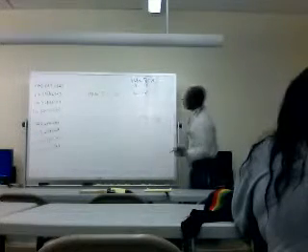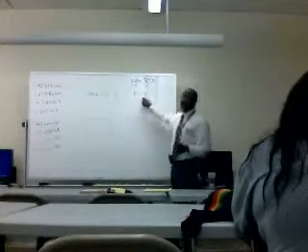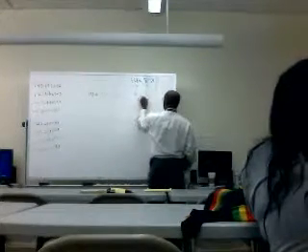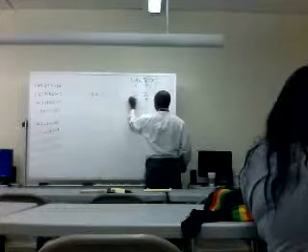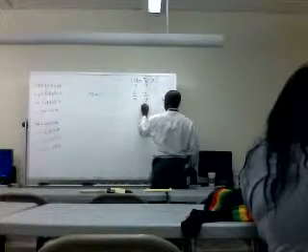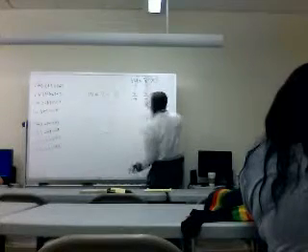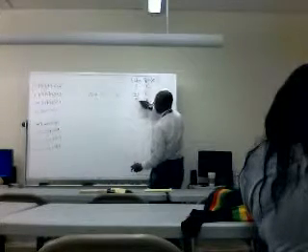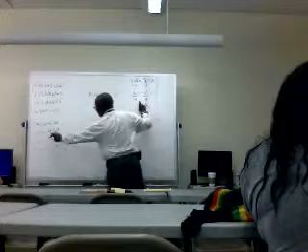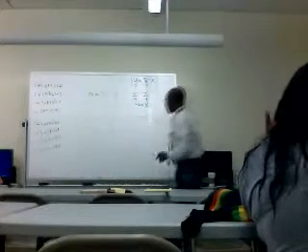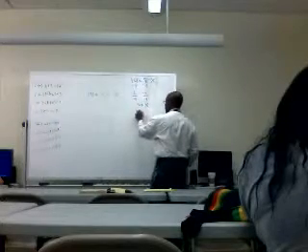But I don't want negative x, I want x. So what did we do last time? We divided by negative 1. Whatever we did to one side, we did to the other side. This gives us an x because a negative divided by a negative is a positive, and a positive divided by a negative is a negative. Which is the same as this.